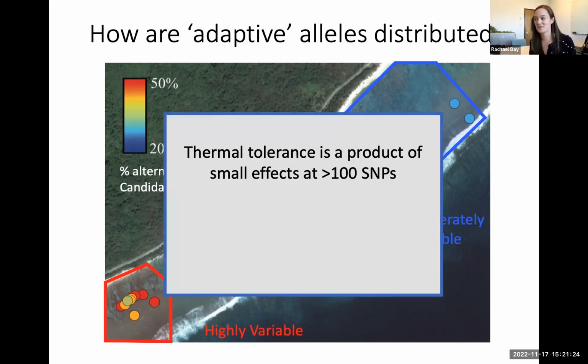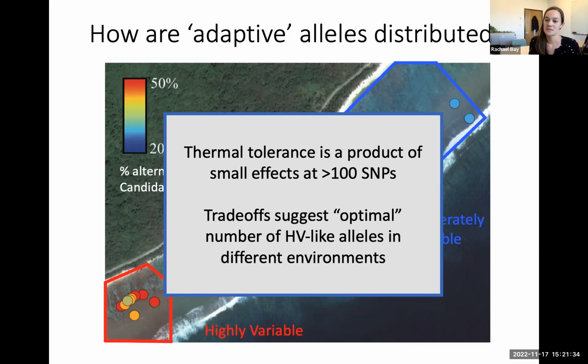So what we've learned is that thermal tolerance is really polygenic. We know this in a number of systems now. It's a product of small effects across many genes. We also saw that there are trade-offs, which might suggest an optimal number of HV-like, or what I'll call thermal tolerance alleles from now on, in different environments.